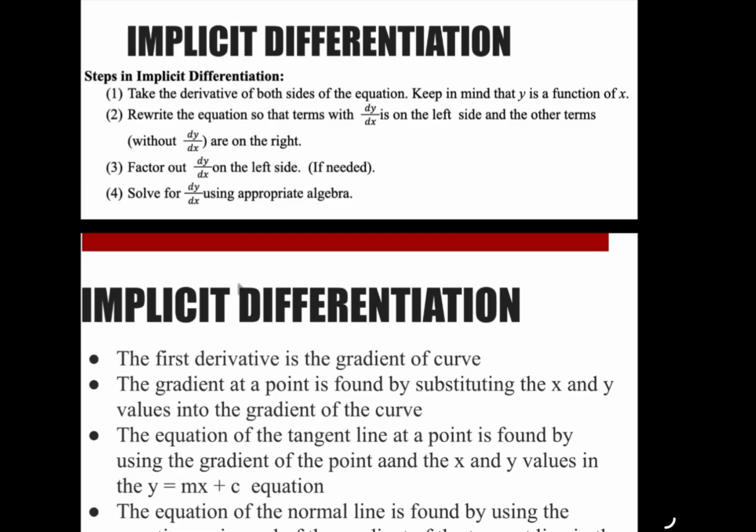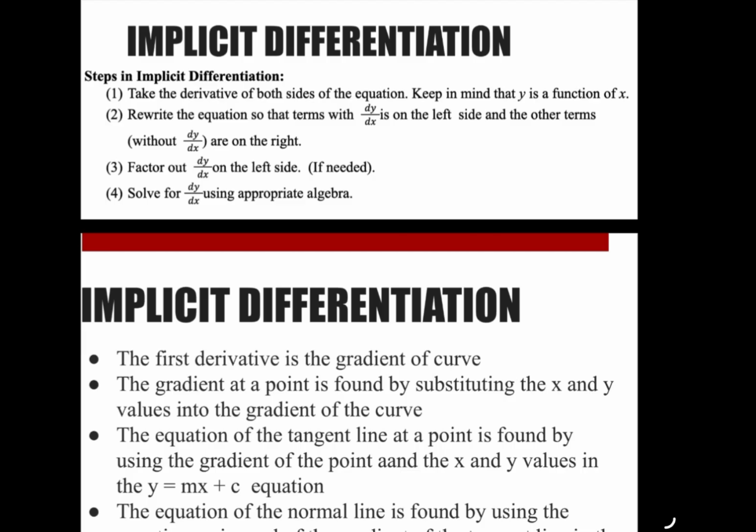That's where we talk about implicit differentiation. Our steps in implicit differentiation are that you will take the derivative of both sides of an equation, keeping in mind that y is a function of x. Then rewrite the equation so that the terms with dy dx are on the left side and the other terms without dy dx are on the right. Factor out your dy dx on the left side if needed, and then solve for dy dx using appropriate algebra, simplifying as much as possible.